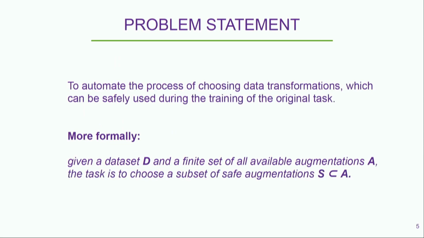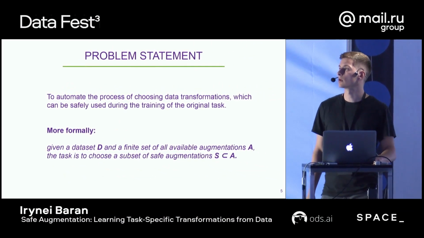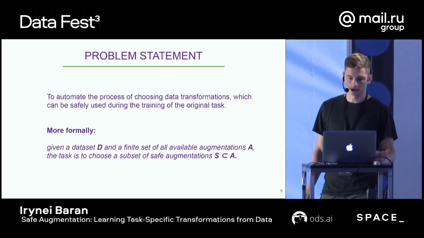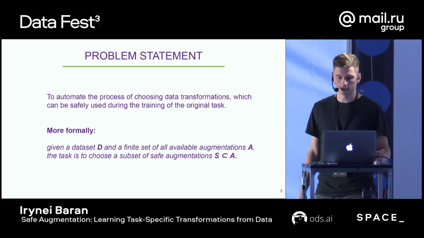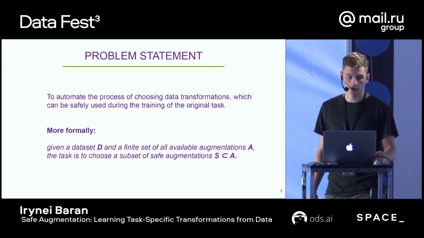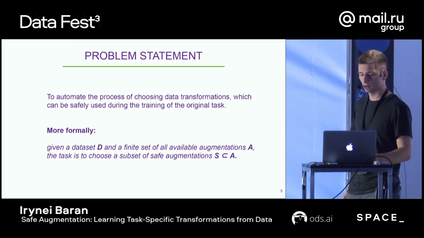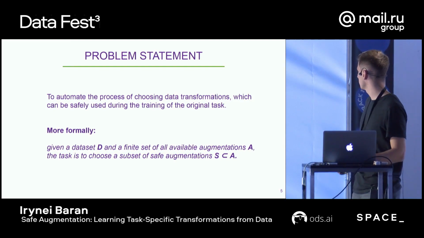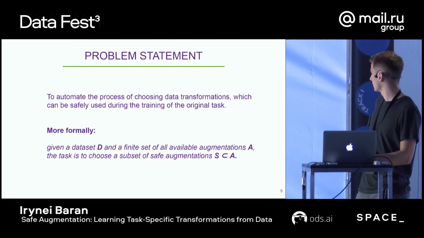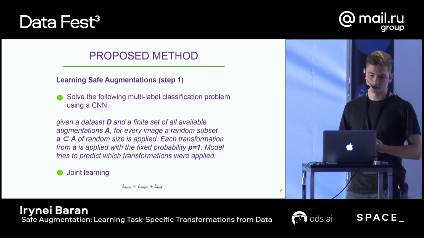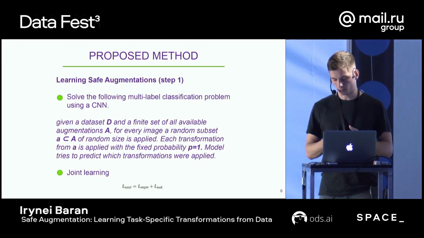And that leads us to the problem statement. In our research, we are aiming to automate the process of choosing relevant data augmentation, which can be safely used during the training of the original task. Or more formally, we will have a data set D and a set of all available augmentations A, and the task is to choose the subset of safe augmentations. We propose to solve this problem using a 4-step pipeline.